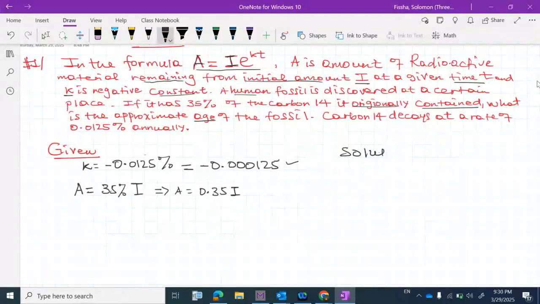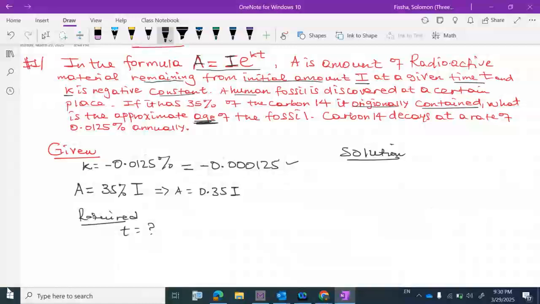Okay, let me solve it. Solution. I'm looking for what is required. I'm required to find the time. If this has 35% of the carbon originally contained, what is the approximate age? Age means just time. In this question, time is asked, as a question mark like this. Great. Now what I have to do is write the formula: A equals I times e to the power of k times t.